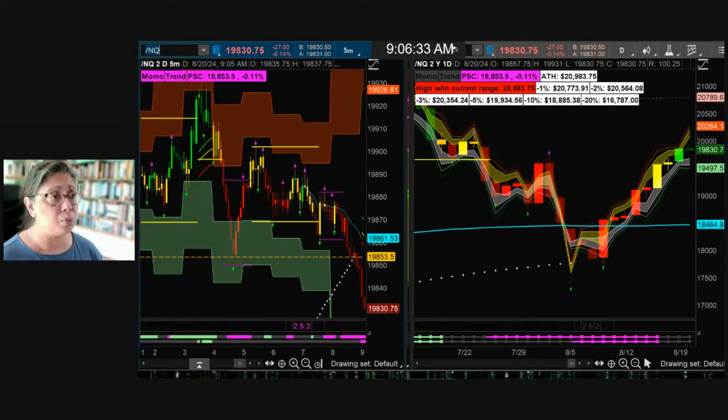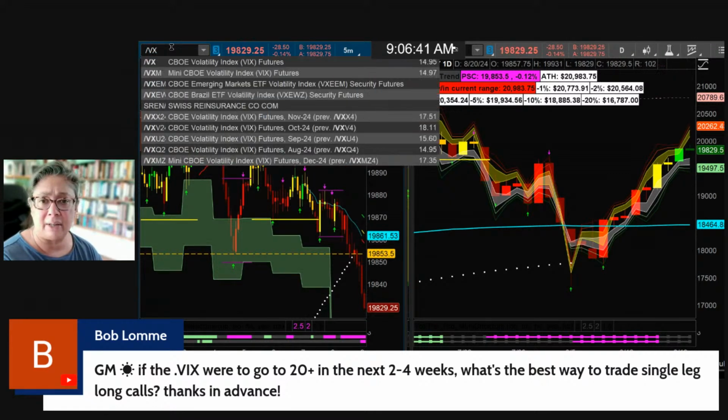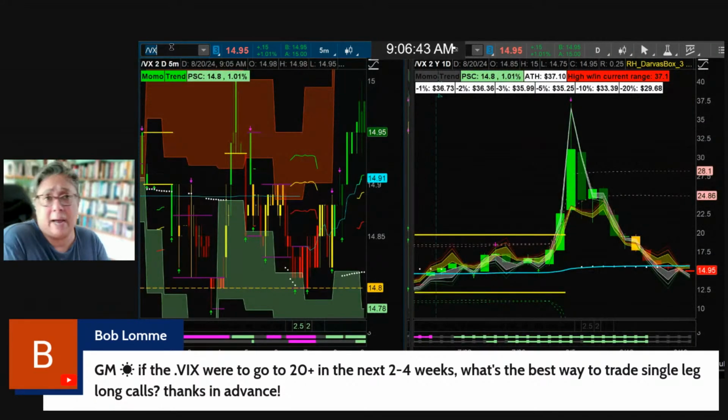And let's see, the first one, Bob is asking about the VIX. So I don't use the VIX or VXX. I just typically look at the VX futures, but Bob, six of one, half a dozen of the other. We're talking about the same thing, a fear barometer based on SPX options, right? So if the VIX were to go to 20 in the next 2 to 4 weeks, what's the best way of trading a single leg long call?